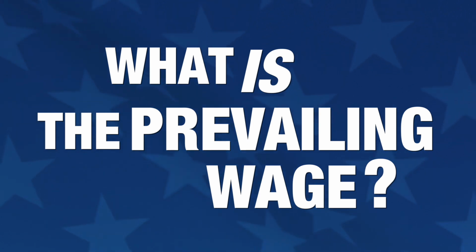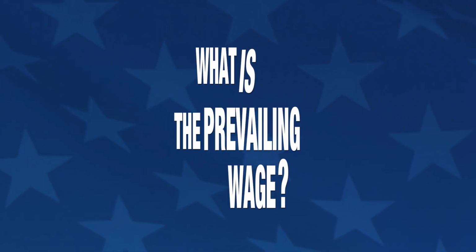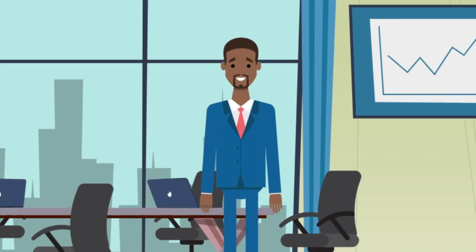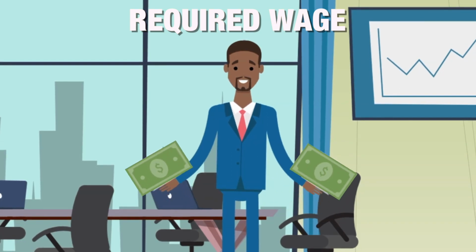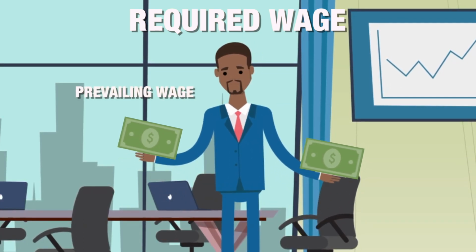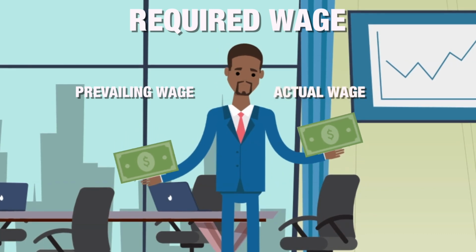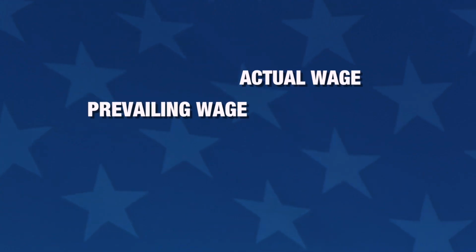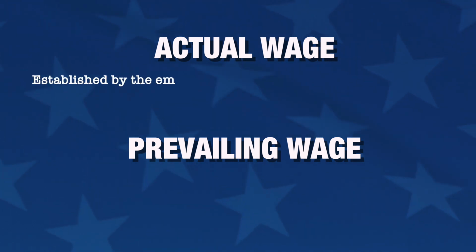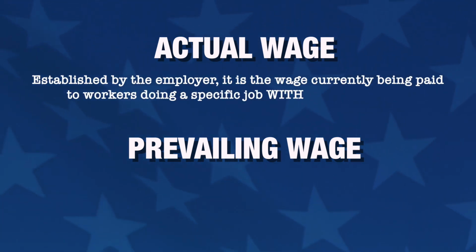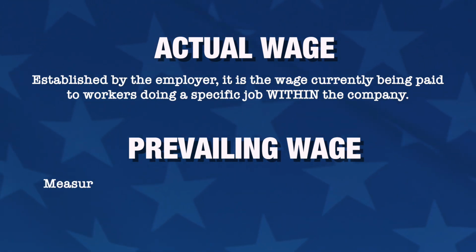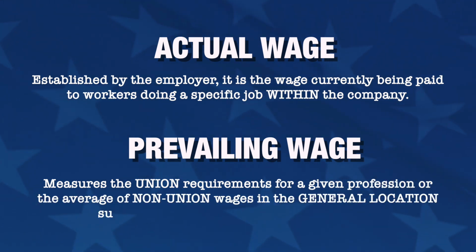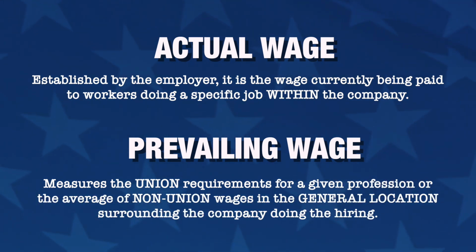In order to file an E3, H-1B, or H-1B1 petition, an employer must agree to pay the foreign national beneficiary at least the required wage, which is defined as the higher of the prevailing wage or the employer's actual wage paid to similarly employed workers. So, put simply, the actual wage established by the employer is the wage currently being paid to workers doing a specific job within the company, whereas the prevailing wage measures the union requirements for a given profession or the average of non-union wages in the general location surrounding the company doing the hiring.